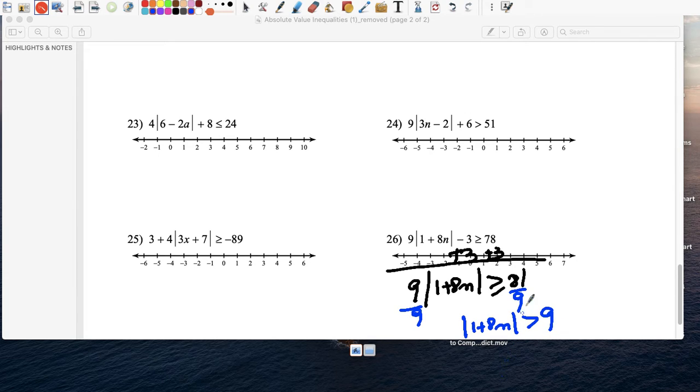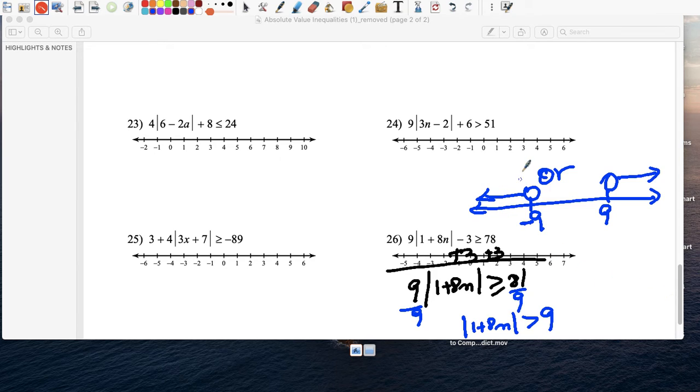Oh, finally a great problem. So right away, I know this is going to be an OR problem. What can I take the absolute value of so that it's greater than 9? Even my graph right now, I already know how to set it up. Here's 9 and negative 9, two circles, but guess what? Instead of pointing towards each other, now they're going to point that way. That's an OR problem.